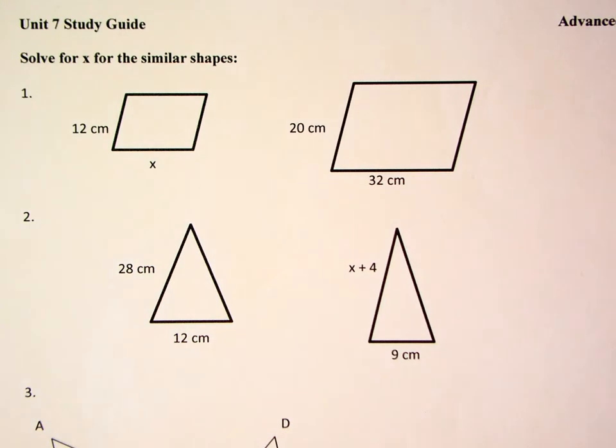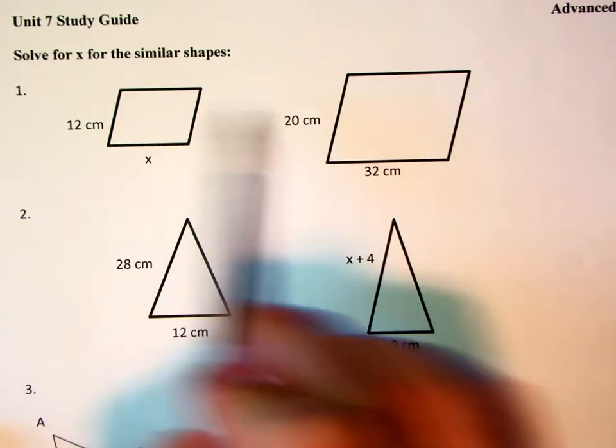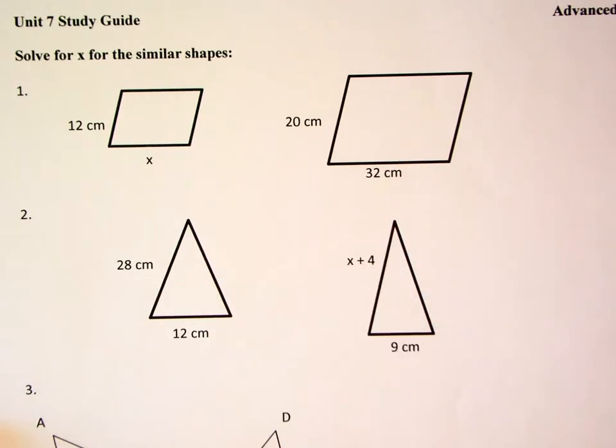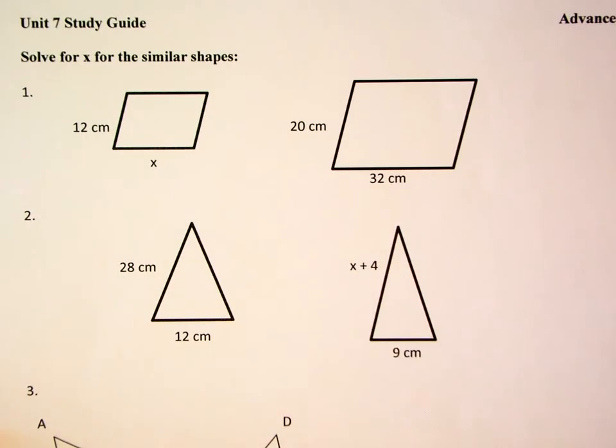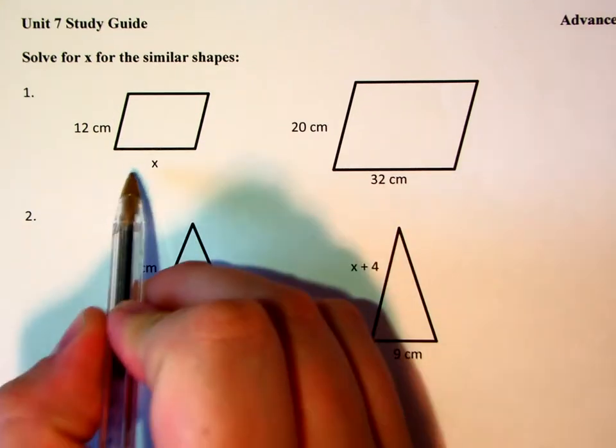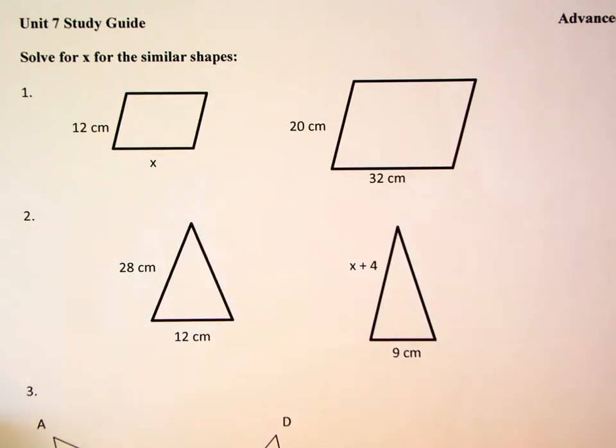All right, our last study guide. Number 1, directions tell us to solve for x for the similar shapes. And we're given two shapes that are parallelograms, and we are provided with similar sides, and so we need to set up proportions to identify the length of the missing side.